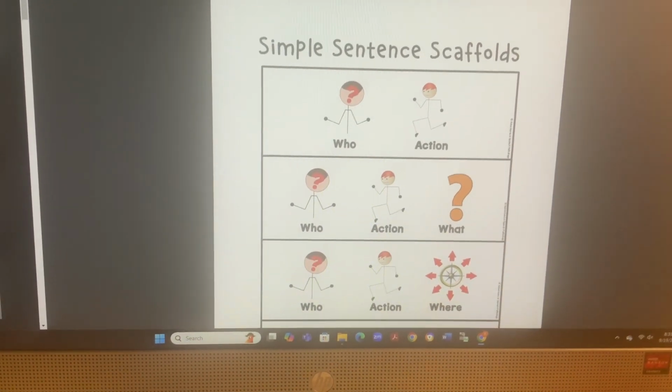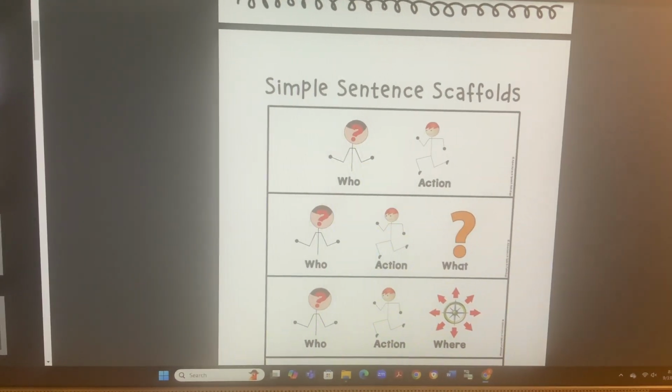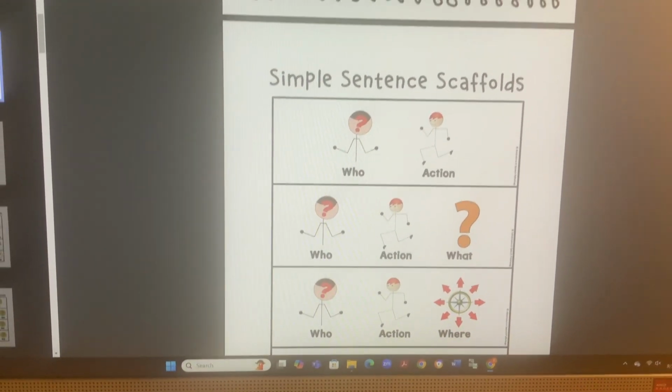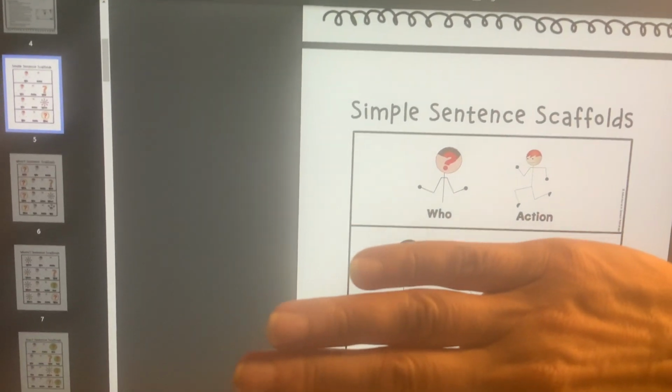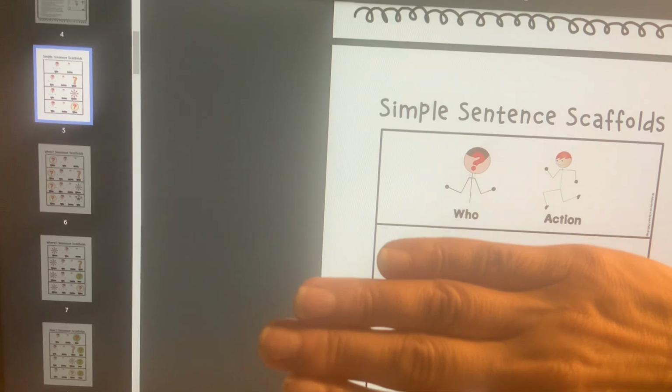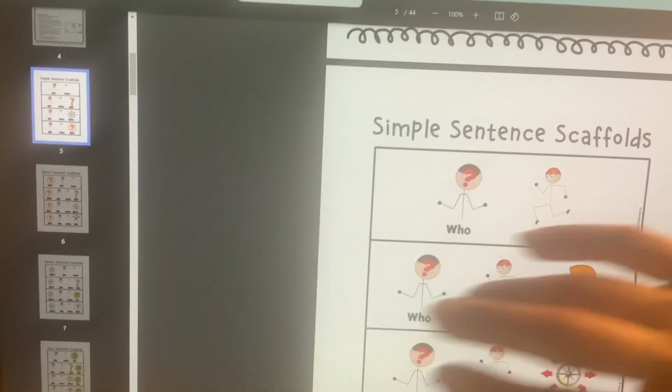So where I start is with my sentence scaffolds. What I'll do is I laminate this whole page and whatever pages I use after, but then I cut these apart. And for Max, I would literally just start right there. I would only show him the who and the action. And that's where I start.